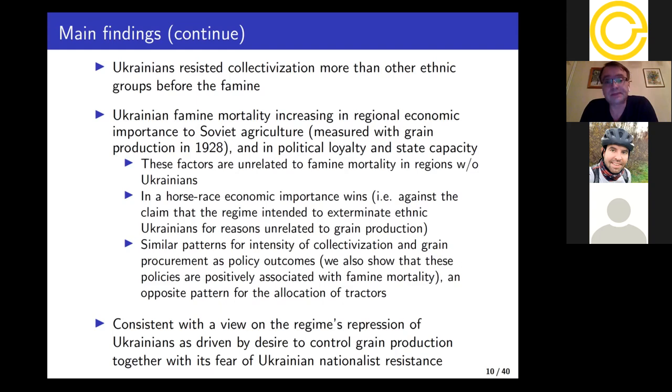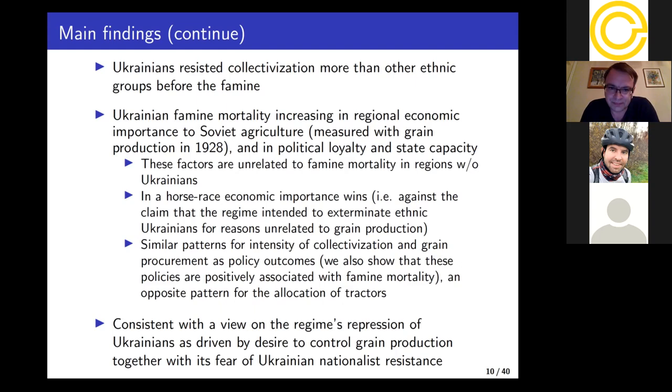regions. Once we do a horse race between economic and political factors, economic importance wins. In other words, it means that these findings are against the claim that the regime intended to exterminate ethnic Ukrainians for reasons unrelated to grain production.